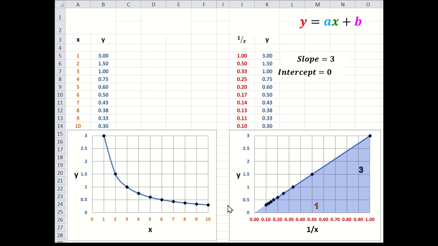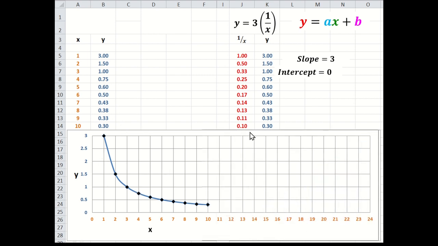So now that we shifted this data into a line and found the slope and intercept, what's the equation of this graph here? Can you see it? Well, what did we graph on the x-axis? Well, it was 1 over x. The slope was 3, and the intercept was 0, so I'm not even showing adding 0 there. That's the equation that describes this data.